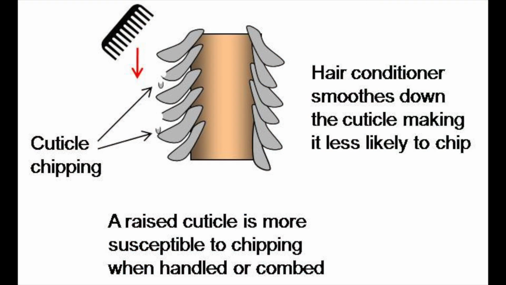So first I'm going to tell you a little bit about the different levels of porosity. Let's start off with high porosity hair. High porosity hair is when the cuticles of each individual hair strand are open up to the elements. This may be caused by heat damage, chemical damage, environmental damage, over manipulation, or some people just have high porosity hair naturally.